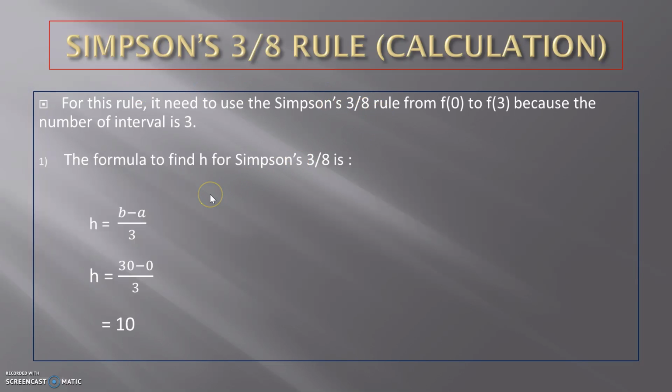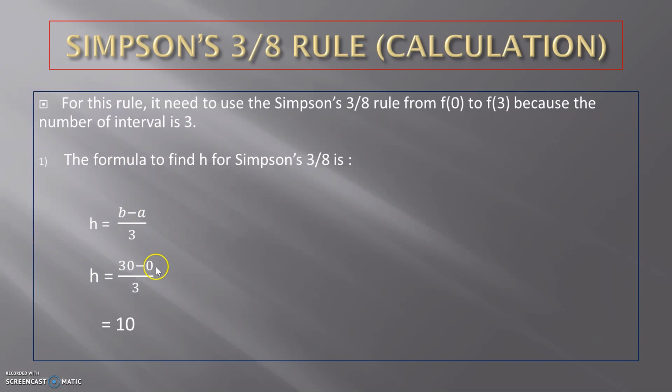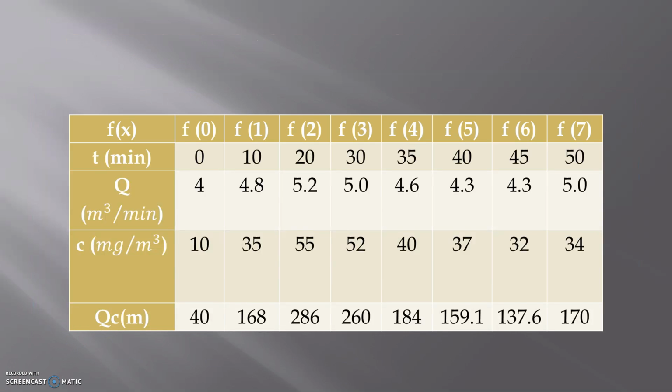So for the first step, we must find h, where h is equals to b minus a over 3, where b will become the last data, which is function of 3, the 30, minus the data of function 0, which is 0. So 30 minus 0 over 3. So the h will have the value of 10.